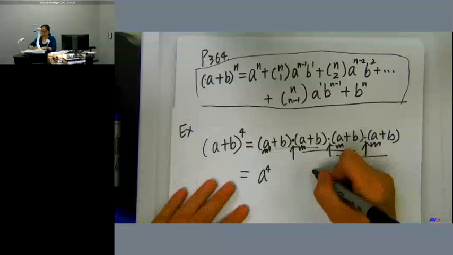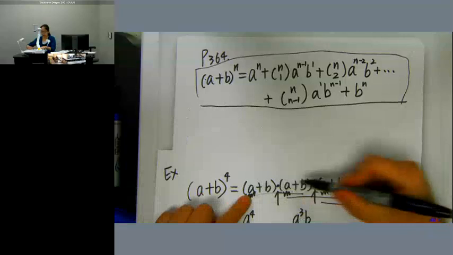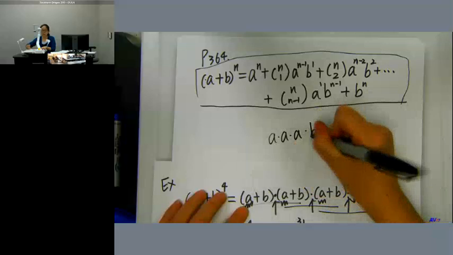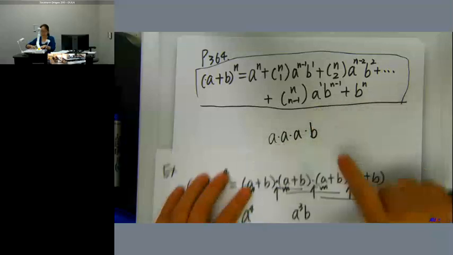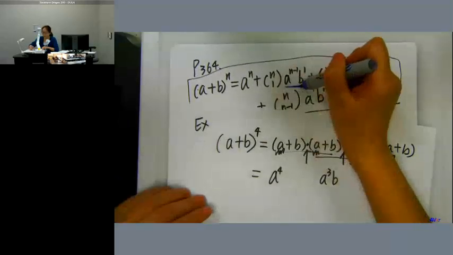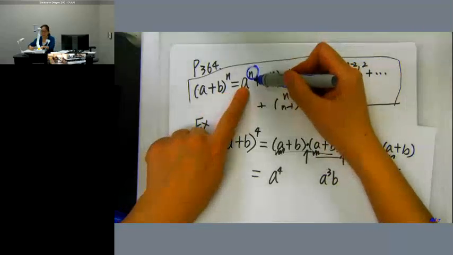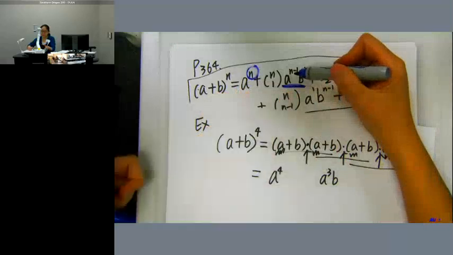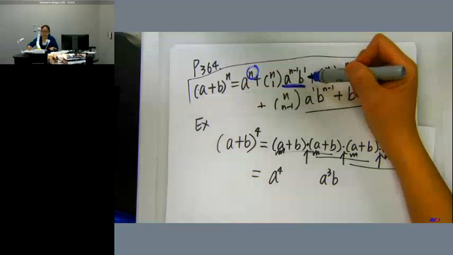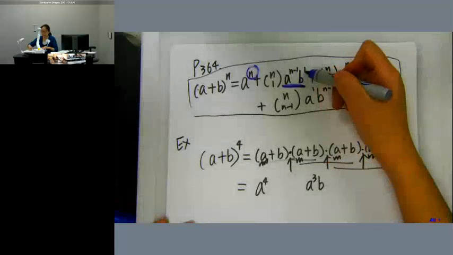What do you get? A cubed times B, right? Because if you pick this A times that A, A times A times A, and the last one you pick B, you multiply by B. That will give you A cubed B, right? Okay. So if you look in the formula, where does this come from? A to the n minus 1, because this is the most number of A's you can pick. The next one will be decreased by 1. So you're going to pick n minus 1 copies of A, and you have to pick a B, right?